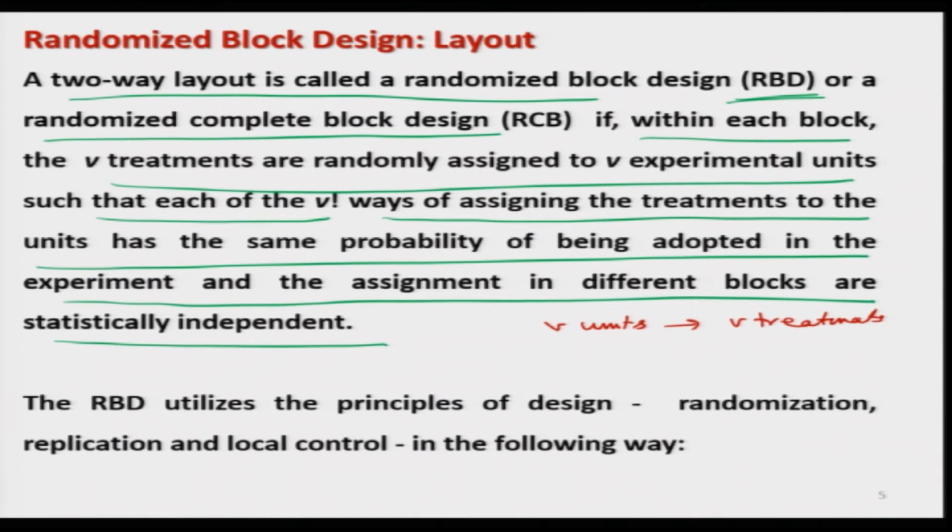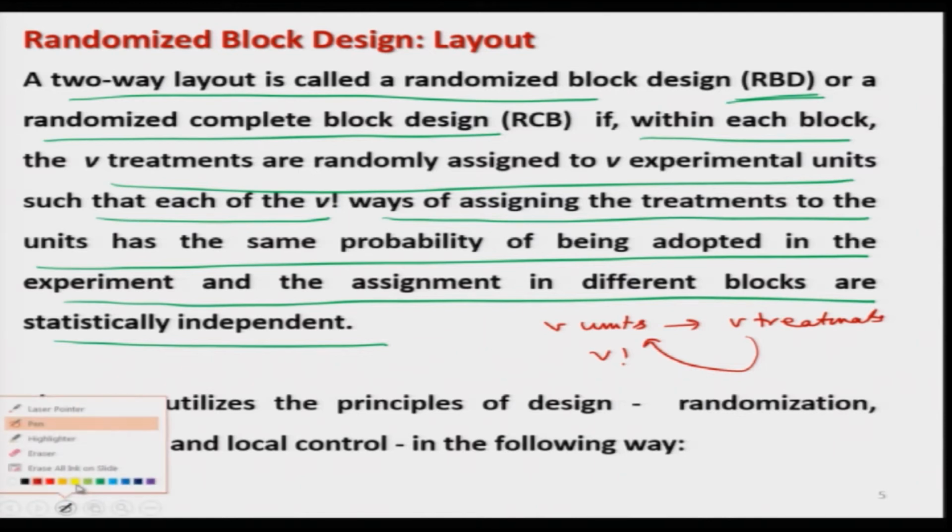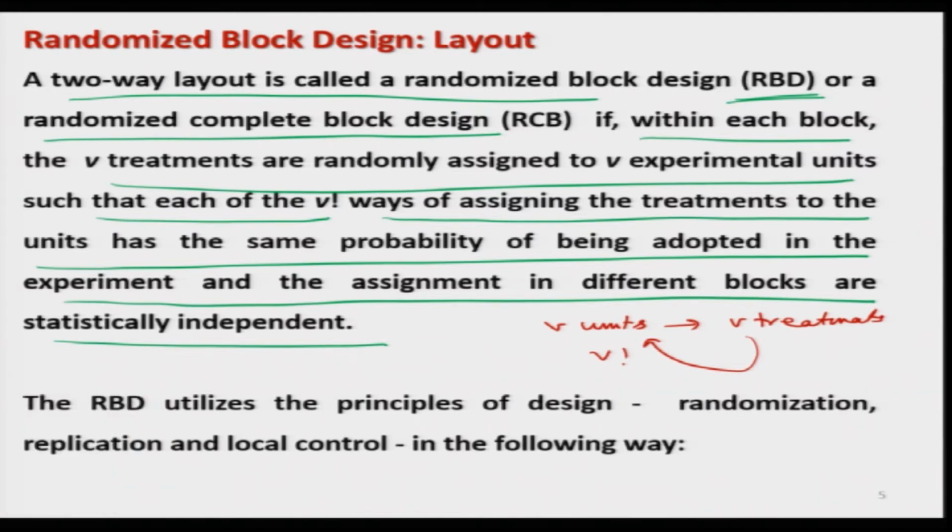So, what are you trying to do? You are trying to allot any of the V treatments to any of the units inside this block. So there are factorial V ways in which you can assign these treatments to these V units. So what are we trying to do? We are randomly allotting each of the treatments to the units inside every block. And when we do it randomly, that means the probability of every treatment being given to every unit will remain the same. And this is how we use the principle of randomization here, right.